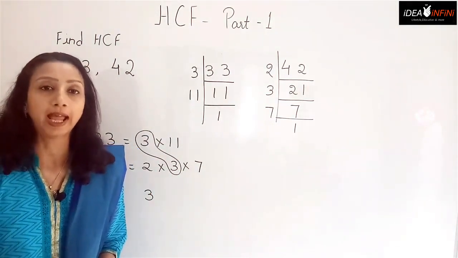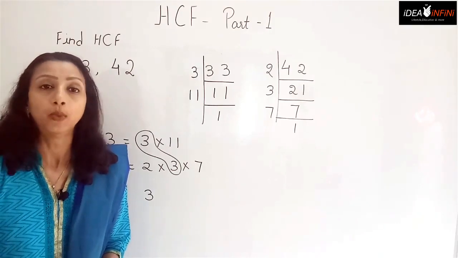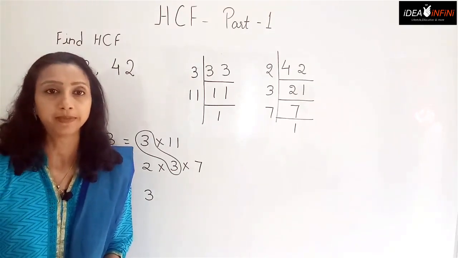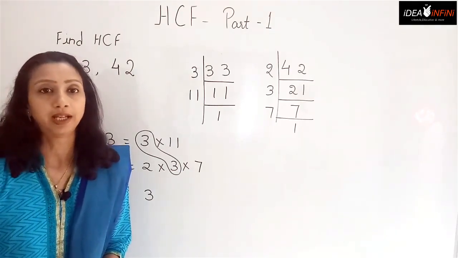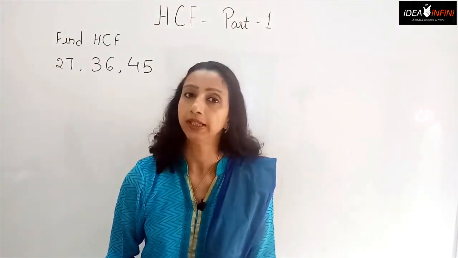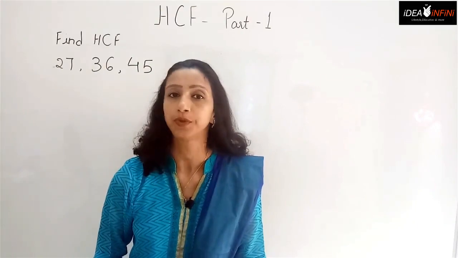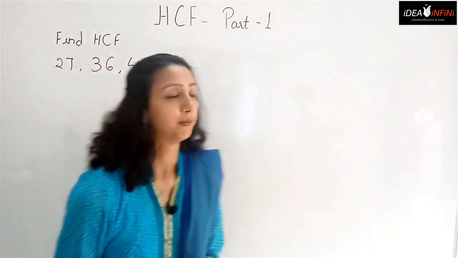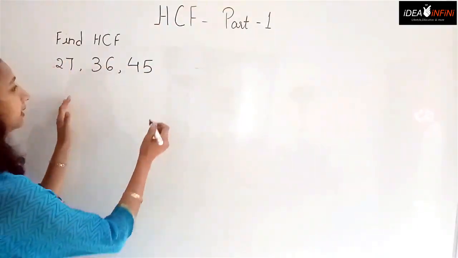Now we will have a look at the highest common factor with 3 numbers. When I have 3 numbers in hand, how do I find the highest common factor? Earlier we had seen the highest common factor of 2 numbers. Now we have 3 numbers. The pattern will remain just the same.